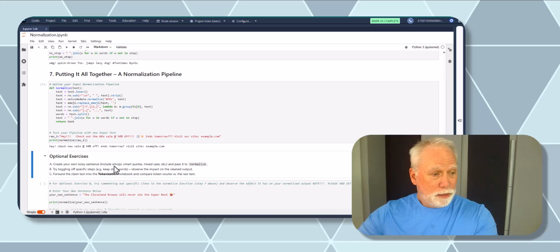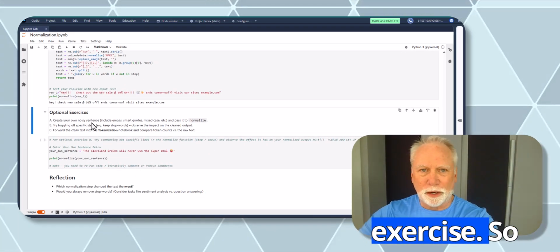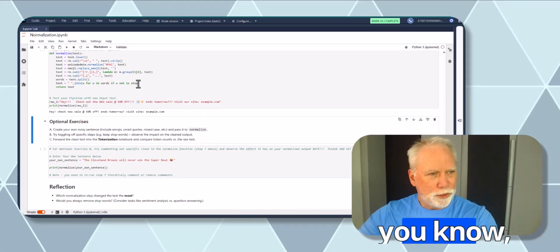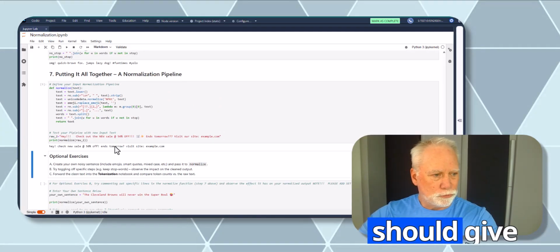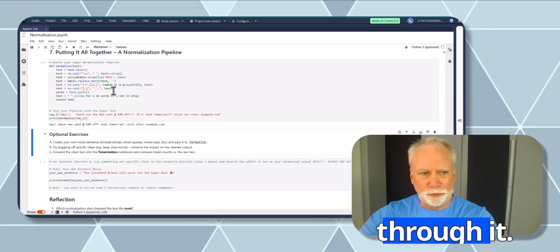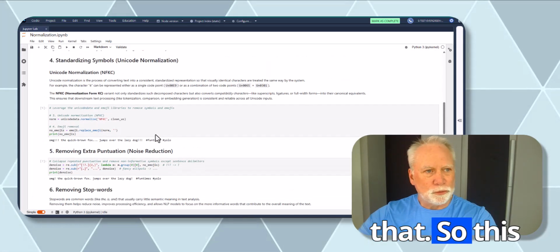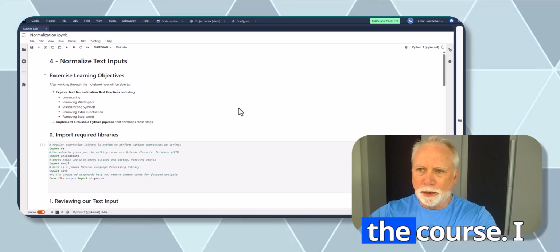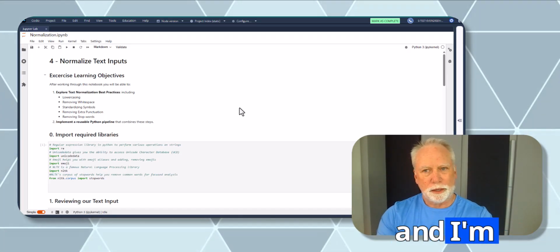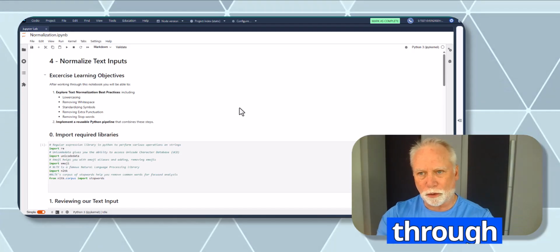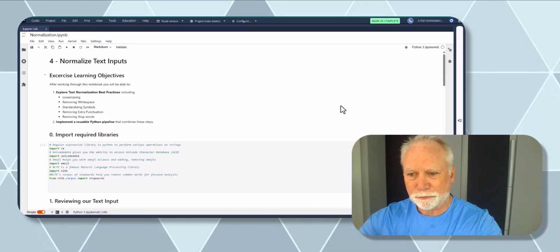And then to follow it up, what we like to do is give you some optional exercises. Hopefully what you'll do is go in and poke around in here during the course. We usually give you about 15, 20 minutes to get through a notebook, and then some reflection. So this is all part of the course. I will add this notebook to this video, and I'm going to walk through some other notebooks.